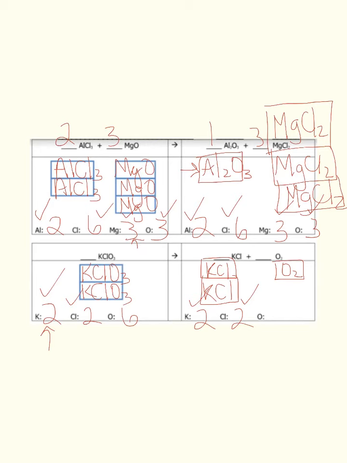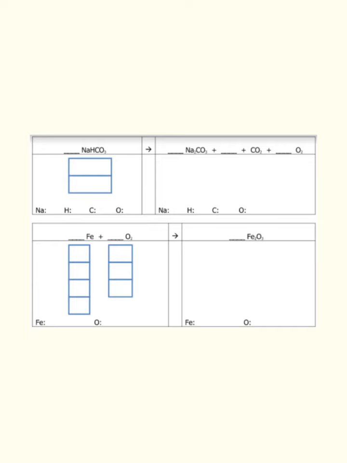And now we're ready for O. The reactant side I have 6. The product side I have 2. I need a total of 3 of those to get to 6. And to get my coefficients, I've got 2 of these, 2 KCls, and 3 O2s. For these last two, you're going to try on your own, so you'll pause the video, and then you'll play to check your answers.